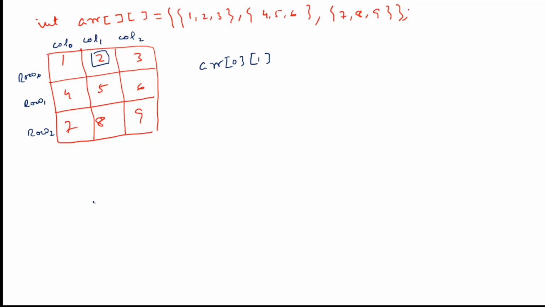If I want to print this 5, you see this is row 1 and column 1. So I will give row 1 here and column 1 here. In this way I can access the array. So this is the initialization.